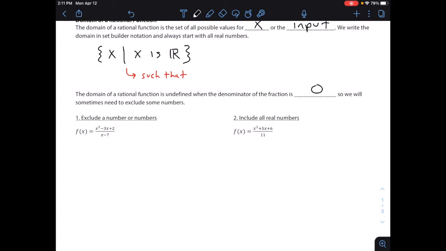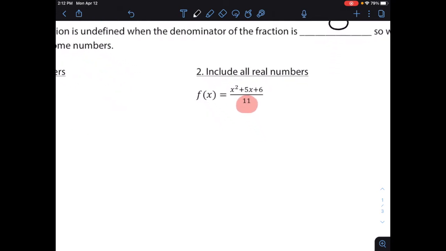So if I'm going to write set builder notation for each of these two examples down here, the first one I have to exclude some numbers. The second one includes all real numbers, because there's no variable in the denominator. So for the second one, I'm just going to write the domain exactly like I did in the example right up above: the set of all numbers x such that x is real. And that's all I have to do.